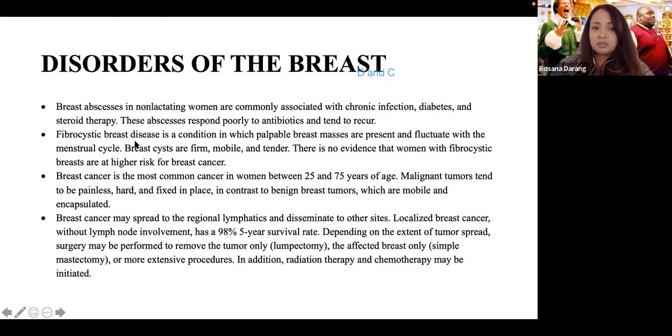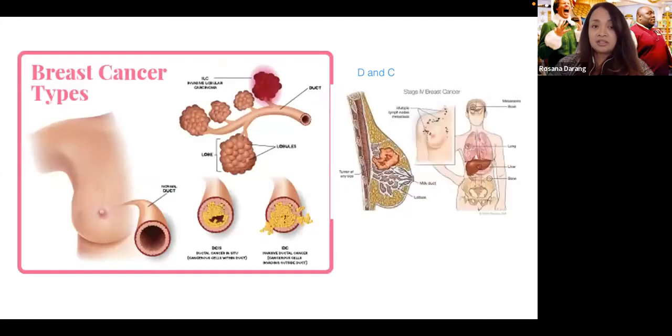There's also fibrocystic breast. There are smooth muscle tumors in the breast, kind of like the leiomyomas in the uterus. And of course, breast cancer, which is the most common cancer in women between the ages of 25 and 75. There are many different types of cancer. It could be lobular, ductal cancer. There's even fatty tissue cancer in the breast. Okay. The most aggressive is the ductal carcinomas. What else can we say about breast cancer?